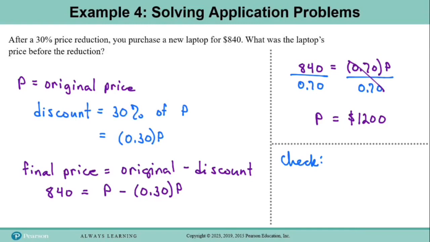Now let's just check our work and make sure that it makes sense. So if we did this correctly, then 1,200 minus 30% of 1,200 should give us 840. So let's try it. 1,200 minus 30% of 1,200, and you can type that in your calculator, and you will get $840. So we did it right.